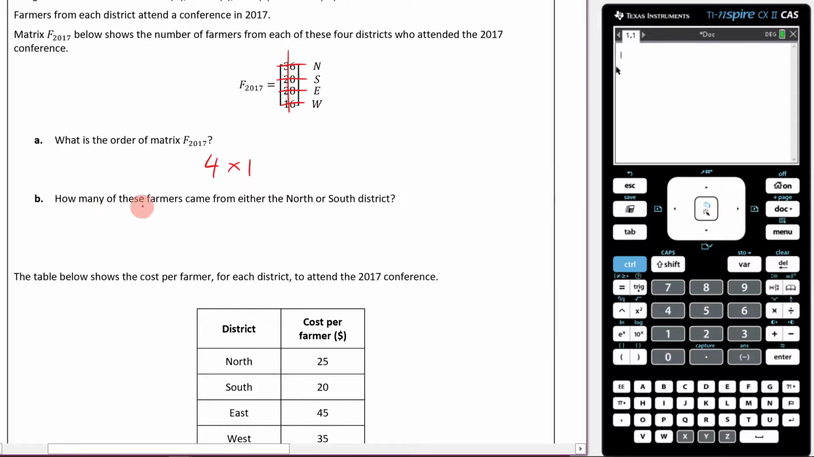Next, how many of these farmers came from either the North or the South? Well, I have 36 from the North plus 20 from the South. So that means I have 56 farmers in total from the North and the South.